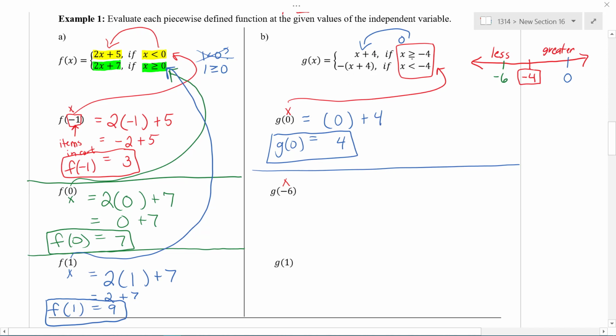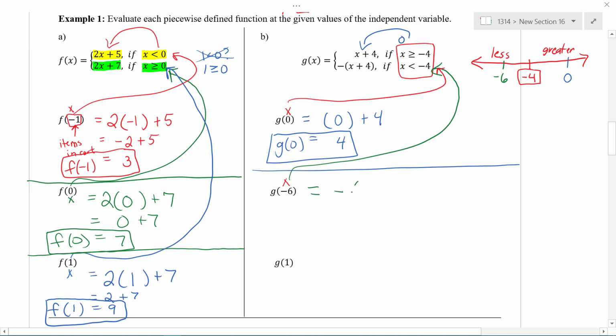Okay, so which of the lanes can I go in? The top equation can only be used if the x value that I'm plugging in is greater than or equal to negative 4. Well, negative 6 is not larger than negative 4, so I can't use that top equation. The bottom equation, equation 2, I can use if the x value that I'm plugging in is less than negative 4. And it is. So for this x value, we're going to plug it into that bottom equation.